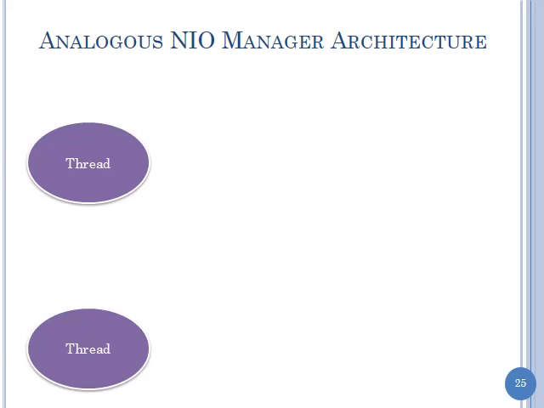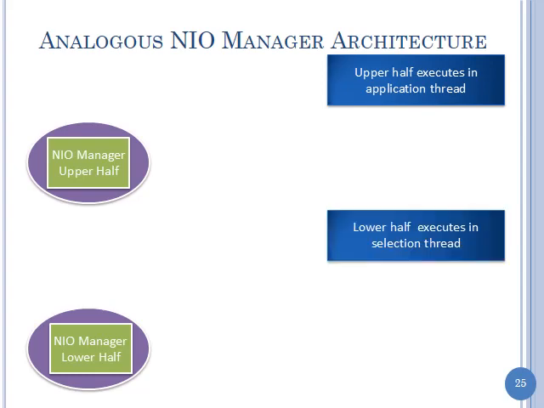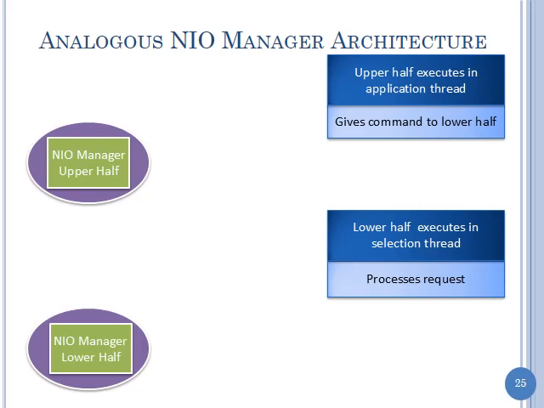Lower half executes in the selection thread, gives commands to the lower half. So command objects are the requests, and it processes requests. The lower half does things like identify channel and buffer and post operation interest ops. The lower half registers, selects, issues writes, calls listeners. And this is the communication, what's going on in between. So that's graphically what I just said.